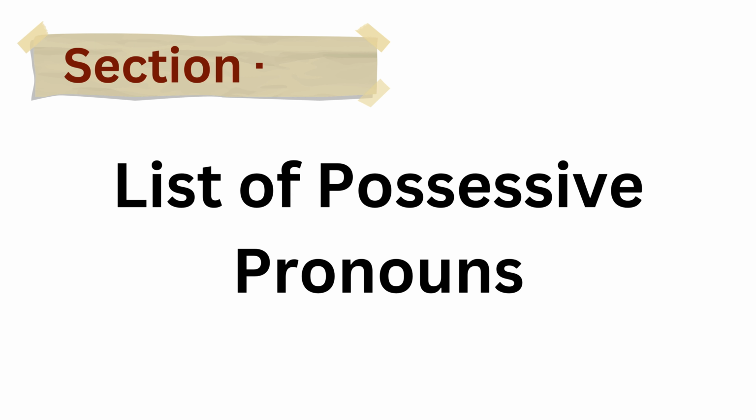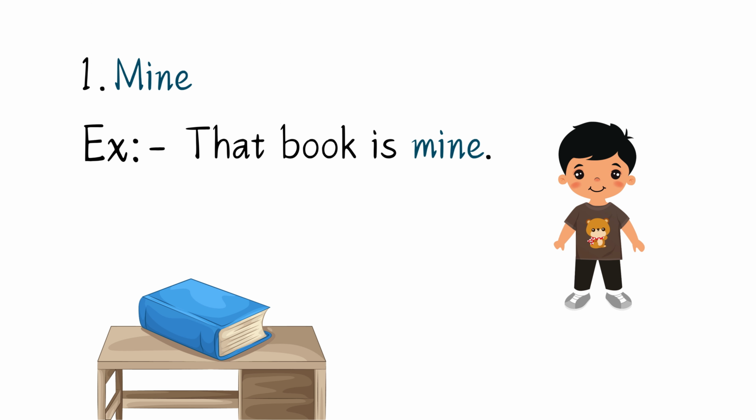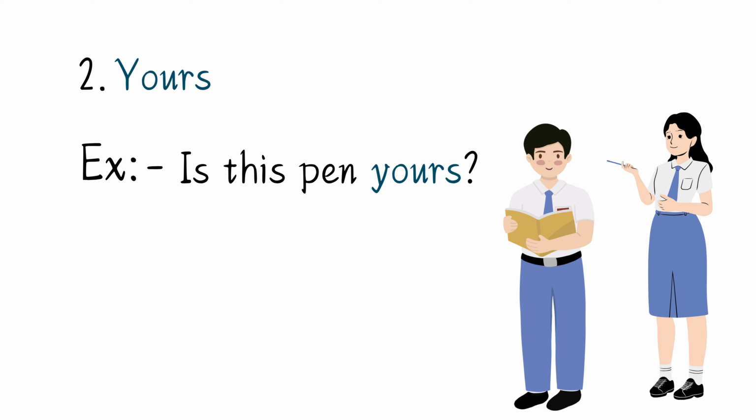Section 2. List of possessive pronouns. Now, let's look at the list of possessive pronouns in English. First one, mine, for the first person singular. Example: That book is mine. Second one, yours, for the second person singular or plural. Example: Is this pen yours?